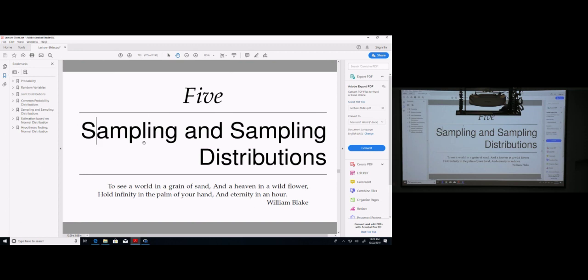Now, I really like the quote here. I'm not a poet, but this is really the whole essence of sampling. You see a little bit of things and then you want to tell something about the population. And that is the whole essence of statistics.